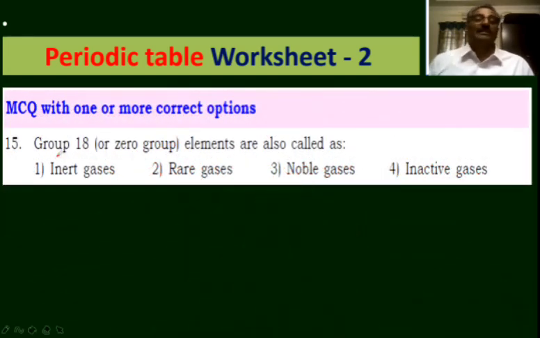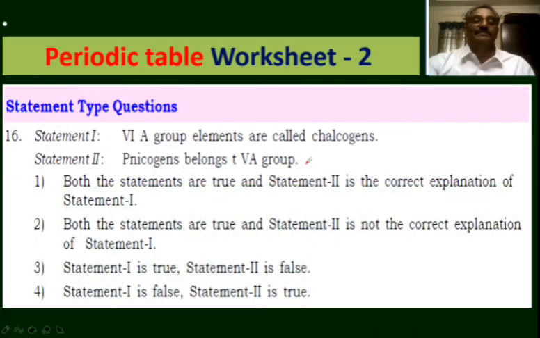Next, multiple choice question with one or more correct options. Group 18 elements are called inert gases, or rare gases, or noble gases. So 1, 2 and 3 are the right options for the 15th question.